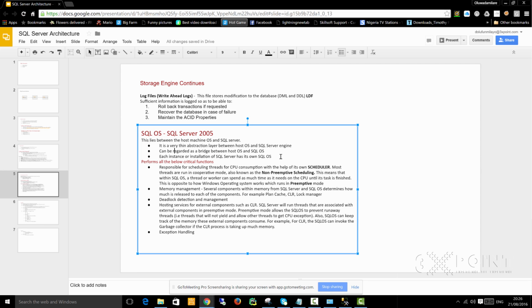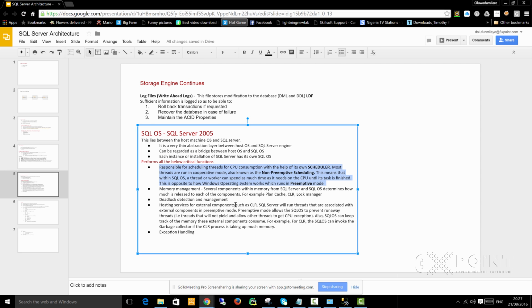So the operating system on instance A is not visible to the one on instance B, and vice versa. So what does SQL OS do? It performs all the critical functions below, and I'll take them one after the other. This first one says it's responsible for scheduling threads for CPU consumption with the help of its own scheduler.